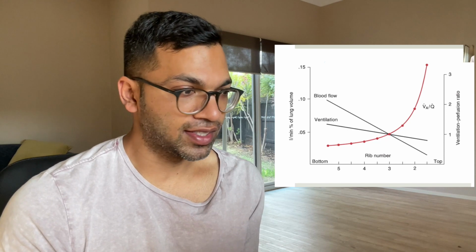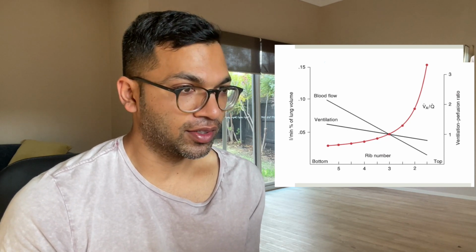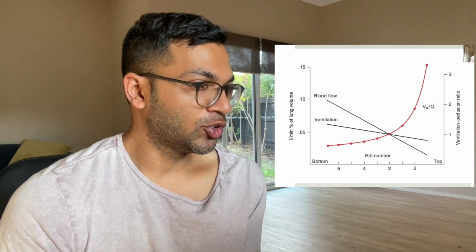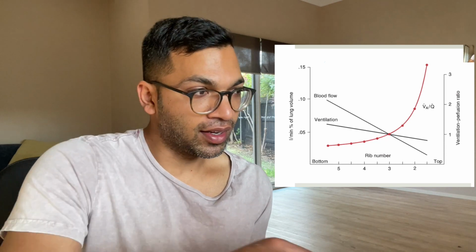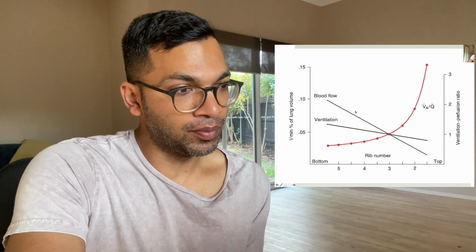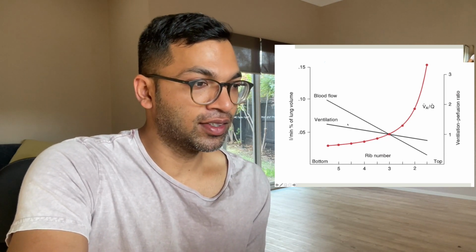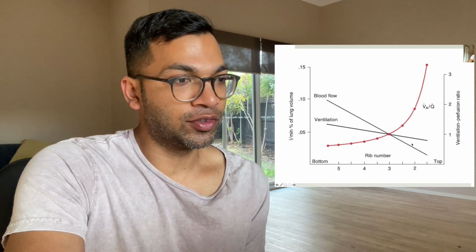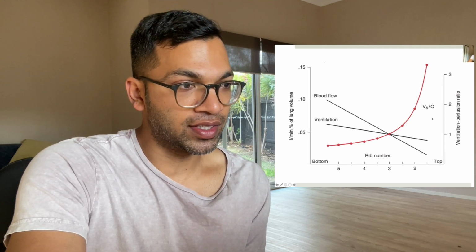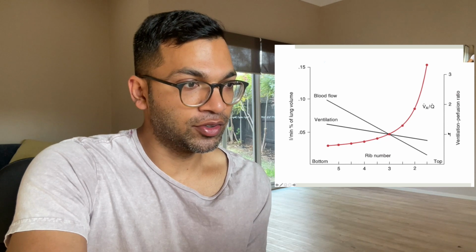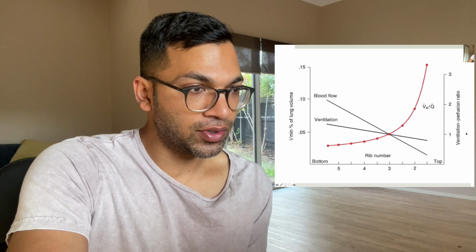Yeah, good. That was really succinct. Just talk about the axes of the graph, what the lines show, and I like the way you express that. Even though blood flow and ventilation decrease to the top of the lung, they change at different rates, which then accounts for this remarkable rise in your VQ ratios. That's great.